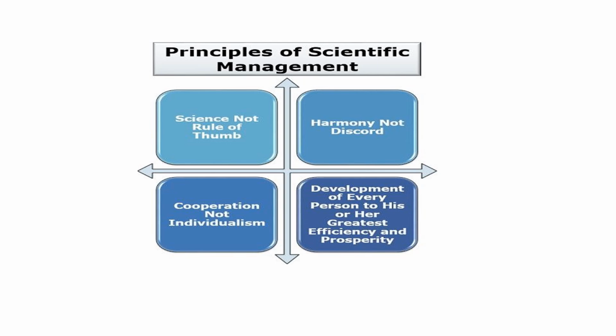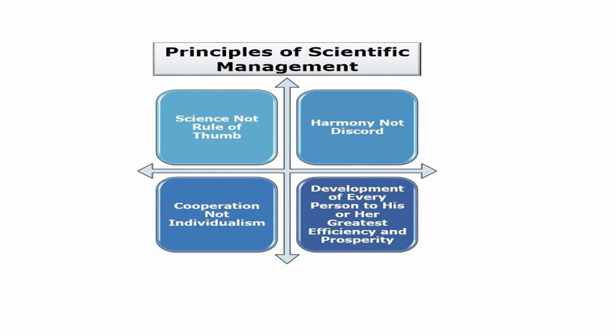First one, science, not rule of thumb. According to this principle, scientific investigation should be applied in scientific management, which will replace the rule of thumb. Taylor had made a study of every job and fixed the method and timing for performing the job so that the worker should know what, when and how is required to perform the job. Taylor developed various studies like method study, time study, motion study. We will study these in subsequent lectures.